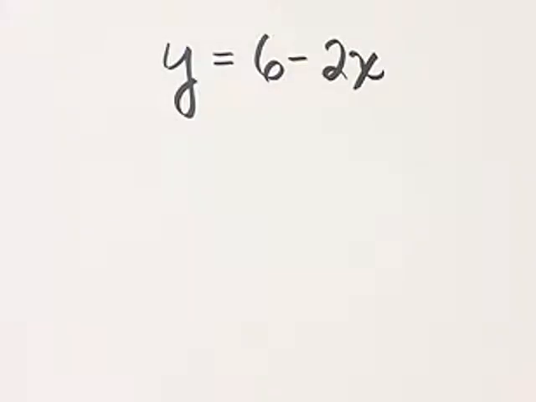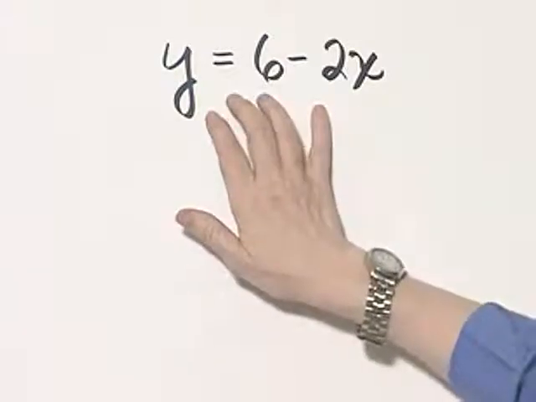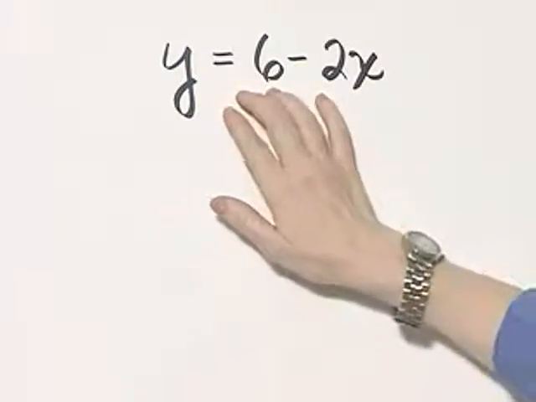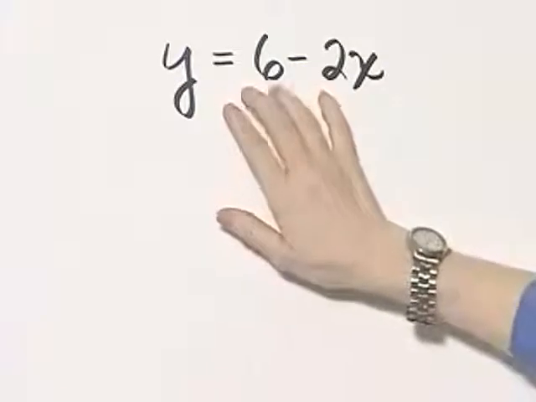We are given that this is a function. We want to know, is it a one-to-one function? If it is, let's find its inverse. Now, by the way, this is a linear function, so is a linear function one-to-one? Does it pass the horizontal line test?